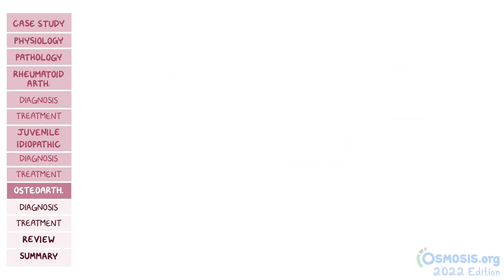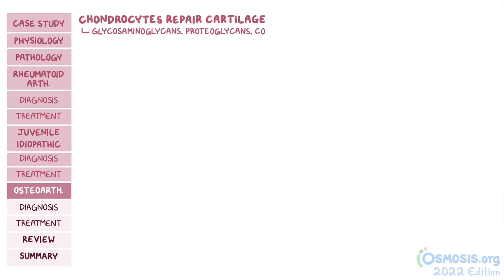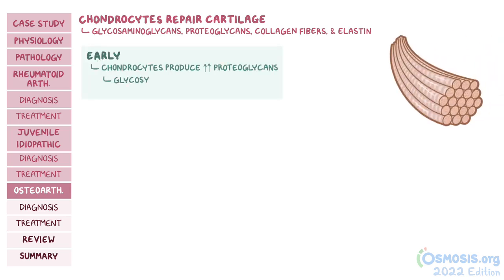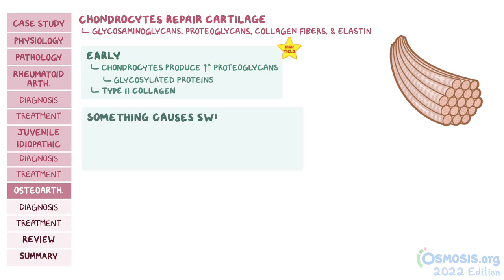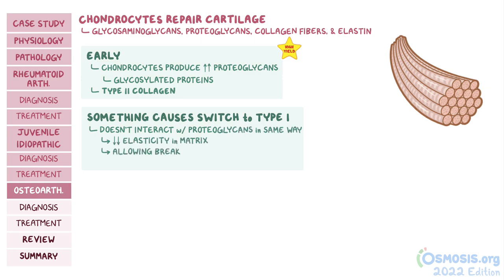Now, regardless of the initial cause of damage, chondrocytes in the joint can repair the cartilage by producing cartilaginous matrix made up of glycosaminoglycans, proteoglycans, collagen fibers, and sometimes elastin. In early osteoarthritis, chondrocytes produce high levels of proteoglycans, which are glycosylated proteins, and type 2 collagen. At some point, however, something causes them to switch over to making a different type of collagen, which is type 1 collagen. Unfortunately, type 1 collagen doesn't interact with the proteoglycans in the same way as type 2 does, leading to an overall decrease in elasticity in the cartilage matrix, allowing it to break down. This stage usually takes years to develop.